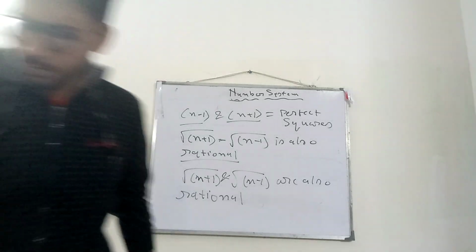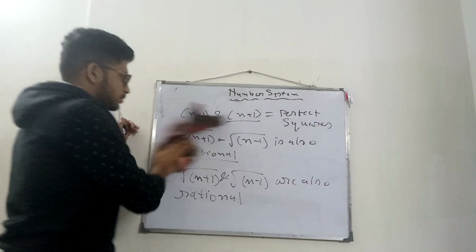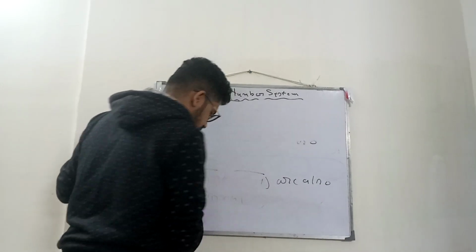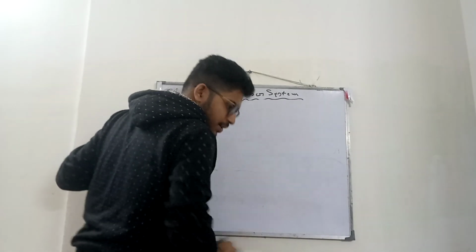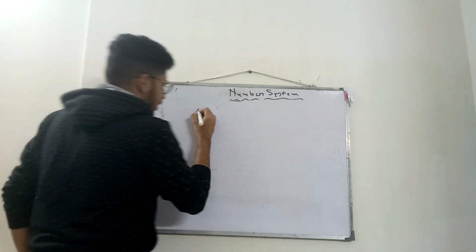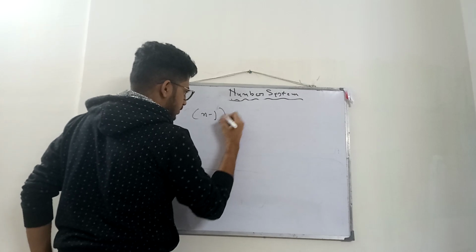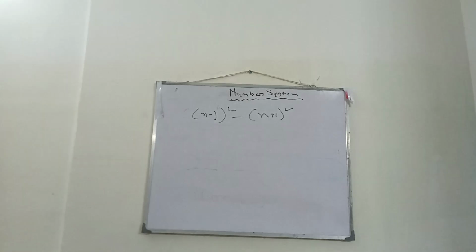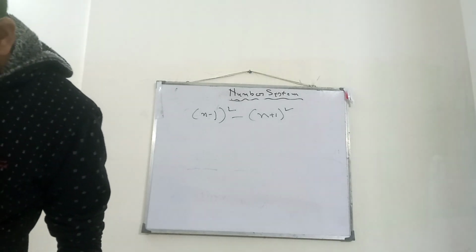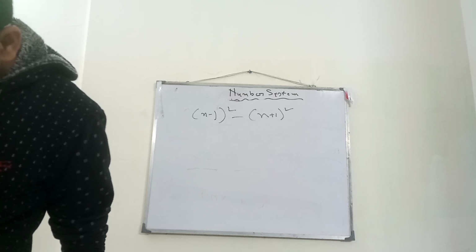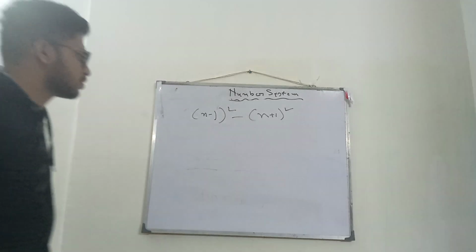Now do one thing. We have to become desperate for our solution here. Suppose n minus 1 whole square minus n plus 1 whole square, or n minus 1 whole square plus n plus 1 whole square.